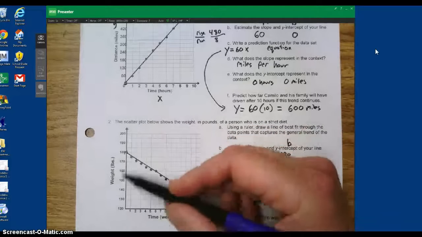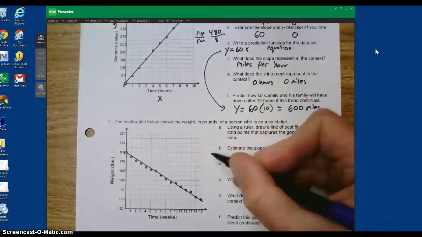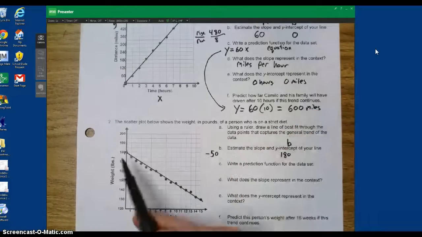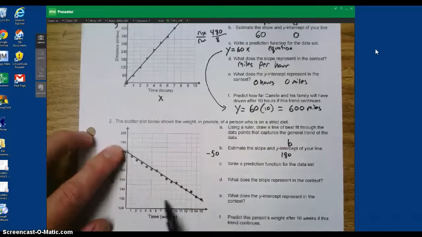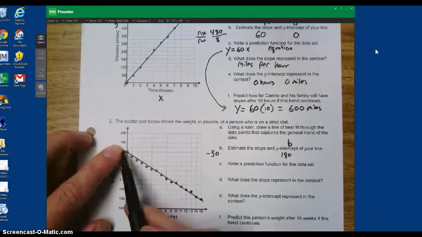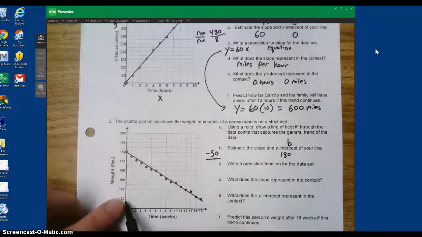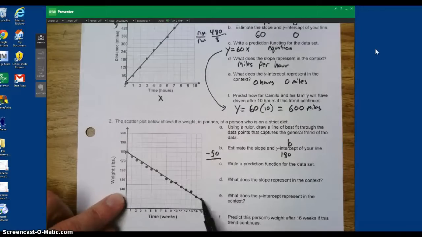So from 180 to 130 is down 50, isn't it? Let me do that again. From 180 to 130, right here, is down 50. That's my rise. And then my run is 15.